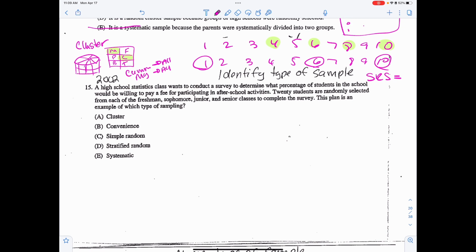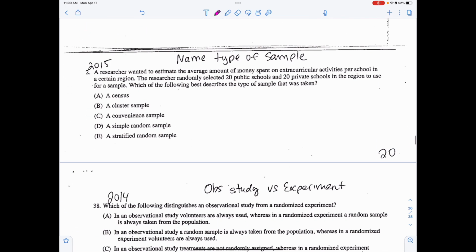Okay, this one as well. A high school statistics class wants to conduct a survey to determine what percentage of students would be willing to pay a fee. The first thing it says is 20 students are randomly selected from each, and it gives me the strata. So again, that is strata. I noticed a lot of strata in here, so just keep that in mind. I'm not saying strata is the right answer all the time, but if strata comes up often, that's what this particular question seems to be gravitating towards. So when in doubt, choose strata.